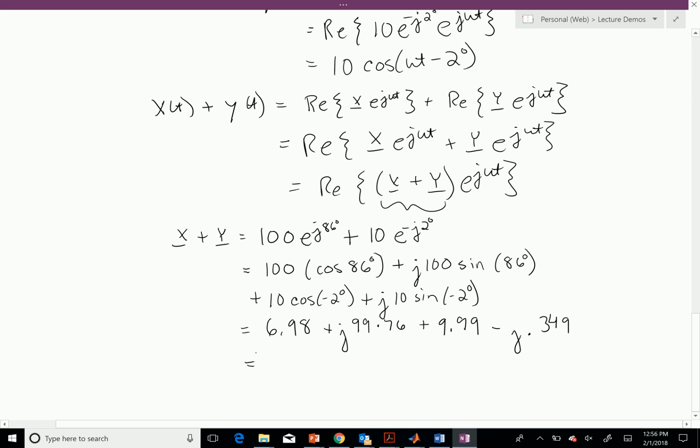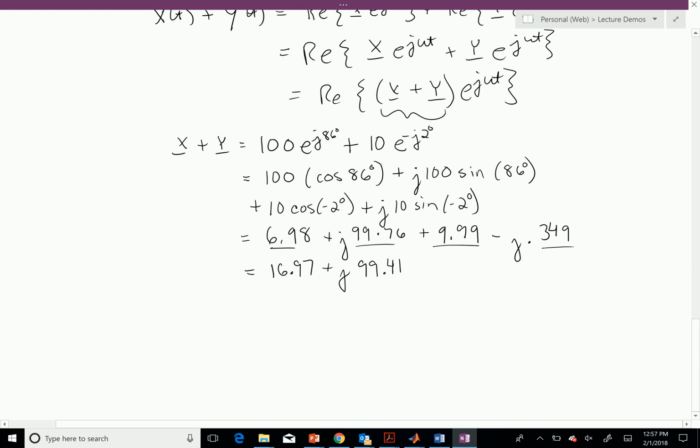So I add those up. I have 6.98 plus 9.99. I get 16.97 for my real part. In other words, I'm adding this and this. And now I have to add the imaginary part, so I add this and this. So I have 99.76 minus 0.349, which gives us 99.41, like that.